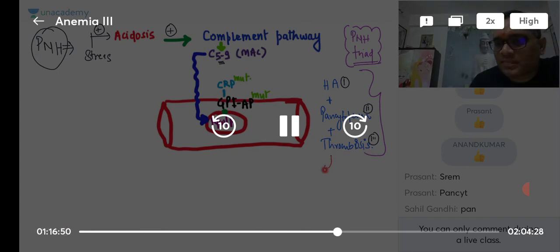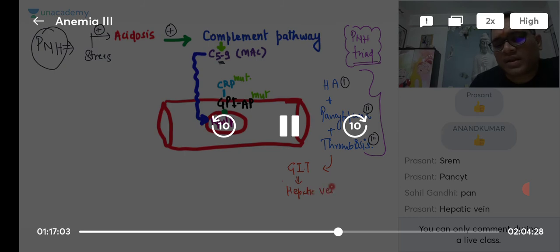Where will you see the thrombosis? Thrombosis is usually seen in the GIT, right? And in the GIT, it is commonly seen as hepatic vein thrombosis. Mostly it is hepatic vein thrombosis. We all know that hepatic vein thrombosis is also called Budd-Chiari syndrome, right?